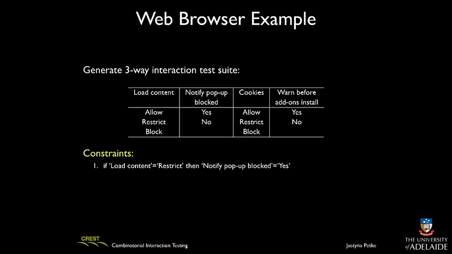Let's say we have these test cases, and the customer comes along and says, when we restrict the loading of some content, then the only outcome we need is some notification about blocked pop-ups. That's the only combination, so we need to have this particular combination in there. Other combinations of restrict and notify, or the other way around, load content restrict and notify pop-up blocked no, is infeasible. It's not supposed to work anyway. So it's a clear no from the customer.